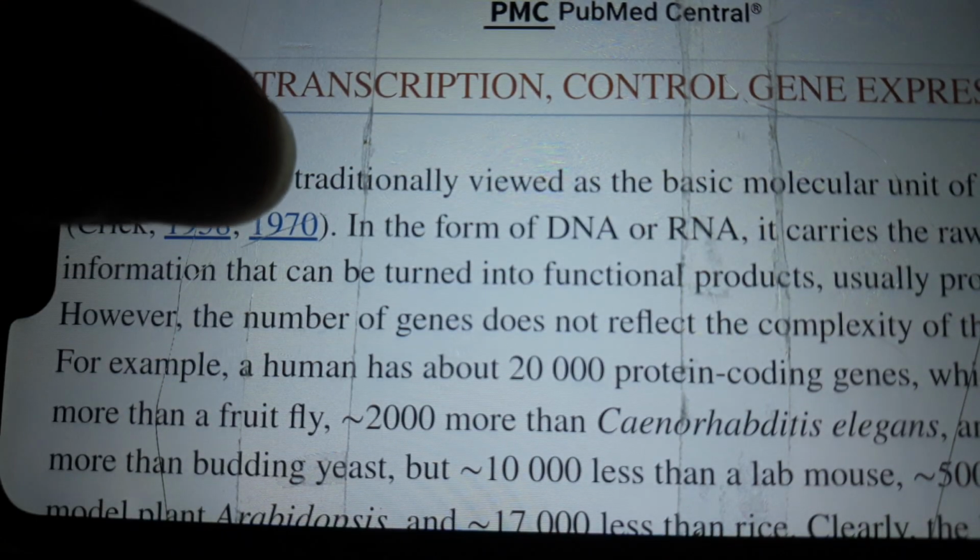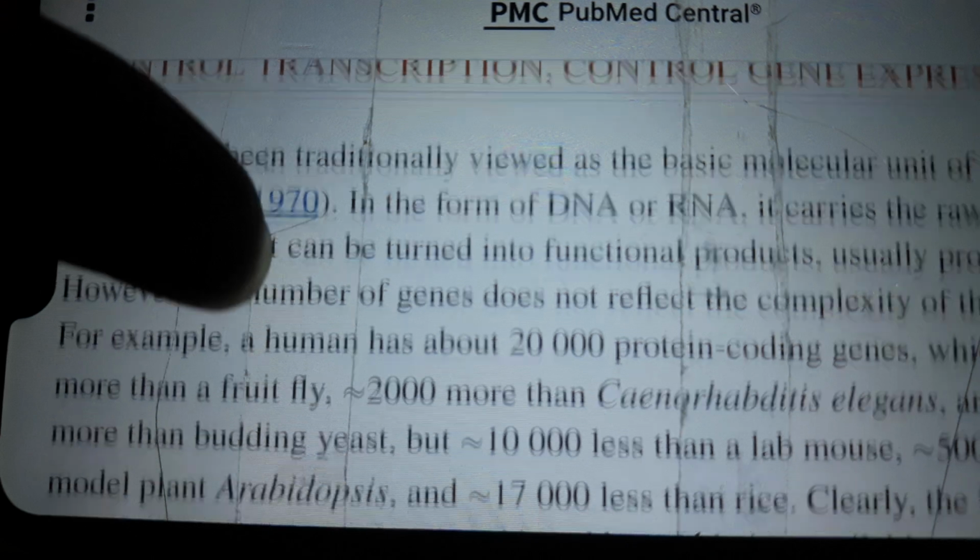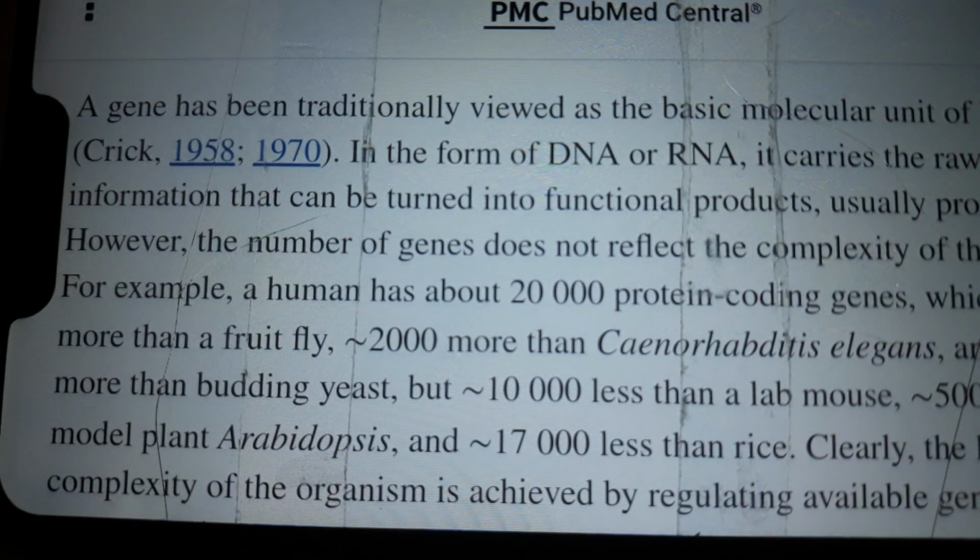Now, control transcription, control gene expression. A gene had been traditionally viewed as the basic molecular unit of heredity by Watson and Crick, 1958 and 1970, in the form of DNA or RNA. It carries the raw genetic information that can be turned into functional products, usually proteins. However, the number of genes does not reflect the complexity of the organism.